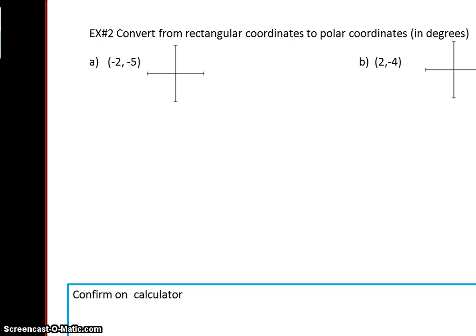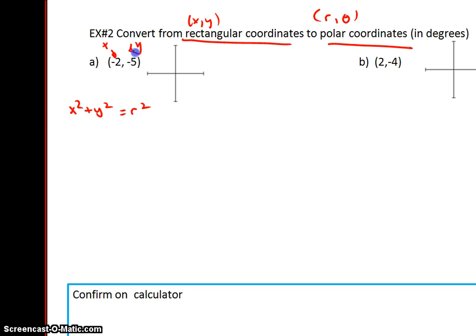Here we go, example number 2. We're going to convert from rectangular coordinates to polar coordinates in degrees. I'm going to show you how to do it by hand, and then we're going to do it on the calculator. For polar coordinates, we need an r and a theta, because polar coordinates are r comma theta. Since these are rectangular coordinates, those are x comma y, so we have our x and we have our y.